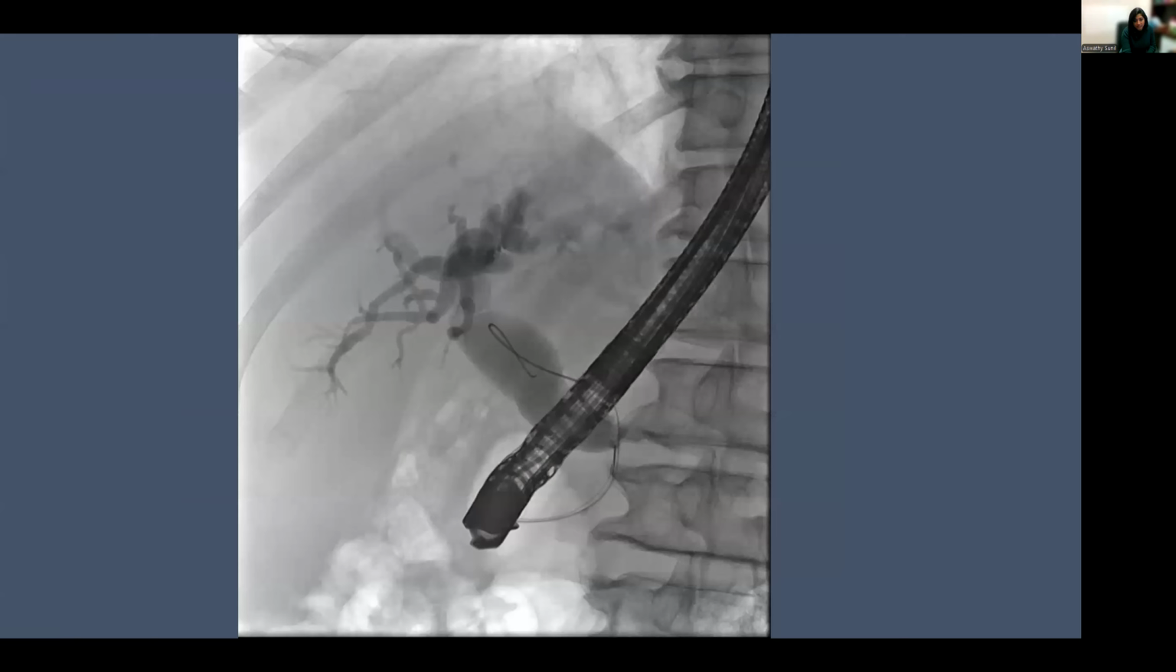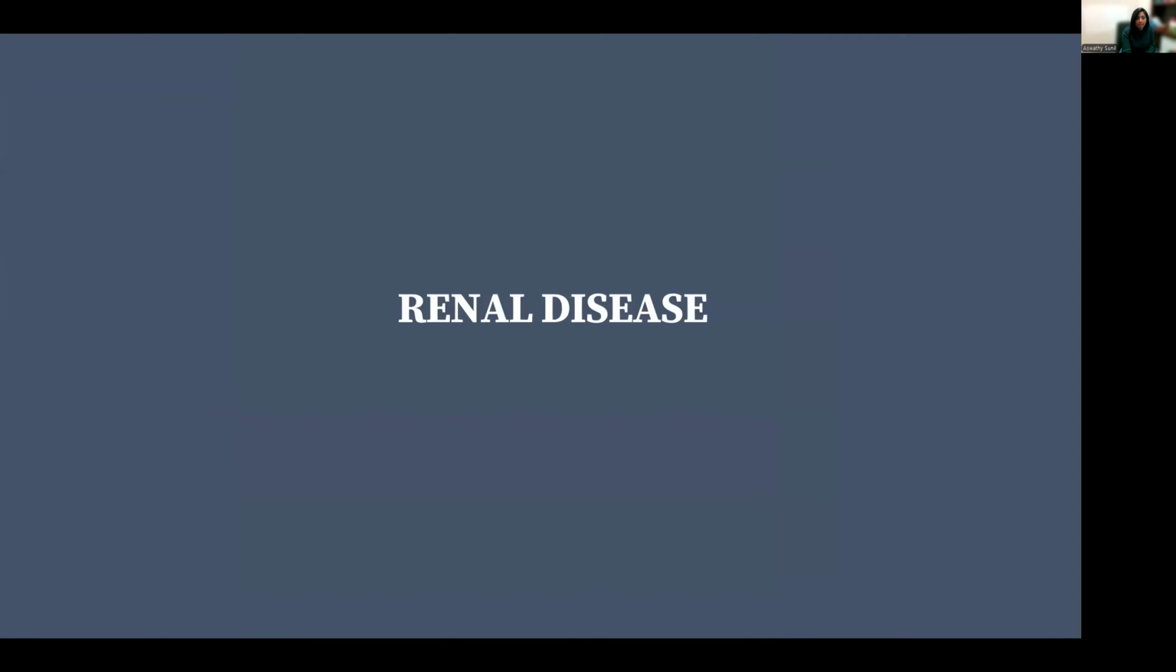This is an ERCP image of the same patient where you see a narrowing of the distal CBD with significant prestenotic dilatation of intra and extrahepatic biliary radicals.